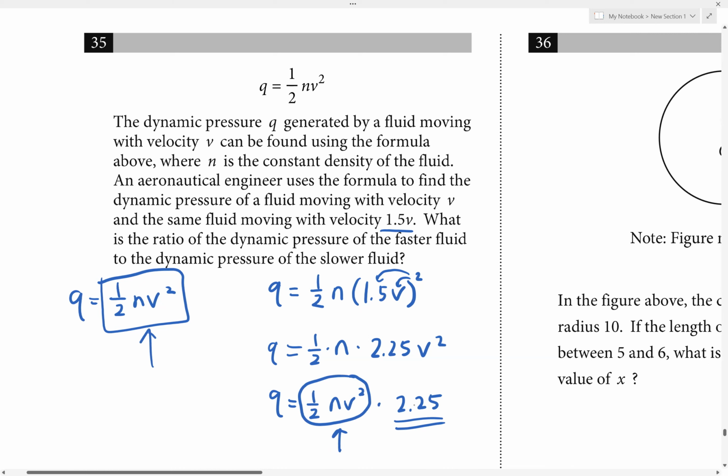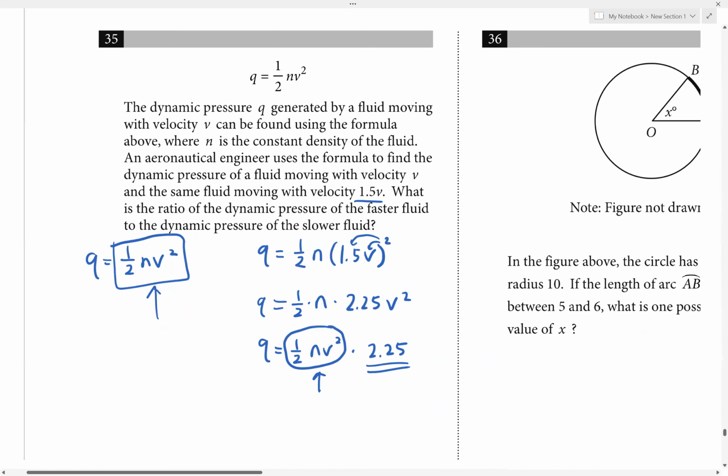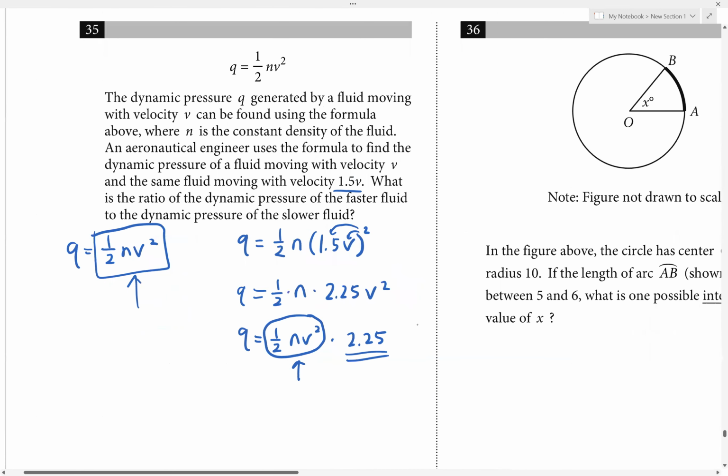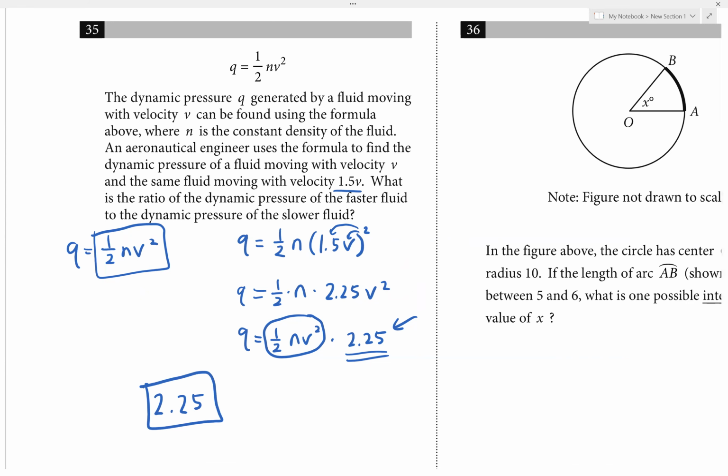So how much bigger is it? What's the ratio of the faster fluid compared to the slower fluid? If the faster one is the new one, that's 2.25 times the slower one. So the ratio should be just this number right here, the 2.25. Everything else will be the same. So that should be our ratio. It'll be 2.25. All right, so that will be our final answer for this question.